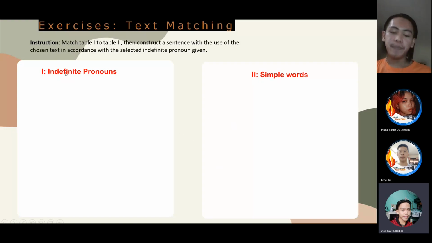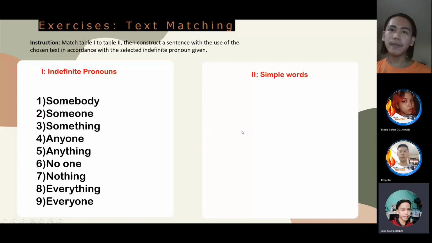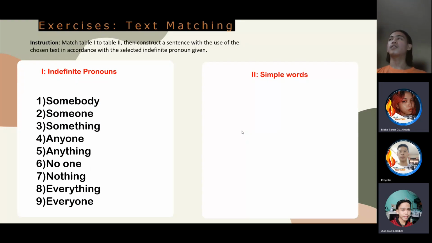So table 1. Table 1 contains indefinite pronouns. Please read them, Micah. Number one, somebody. Number two, someone. Number three, something. Number four, anyone. Number five, anything. Number six, no one. Number seven, nothing. Number eight, everything. And number nine, everyone.